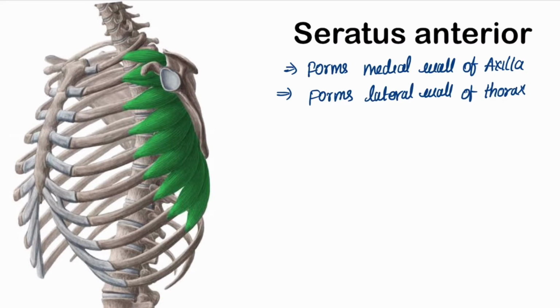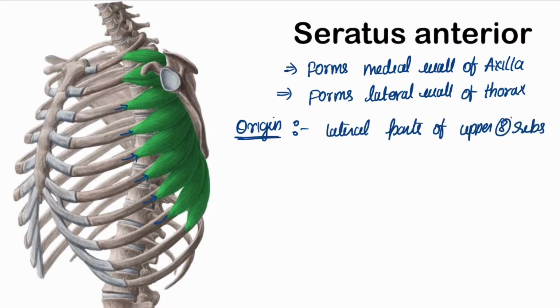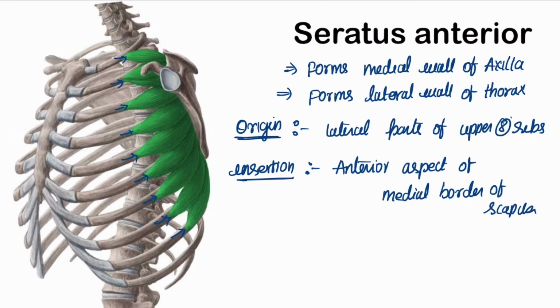Now let us see the origin and insertion. Origin of the serratus anterior. It originates from the lateral parts of the upper 8 ribs. This is where the serratus anterior originates. And now let us see the insertion. It inserts onto the anterior aspect of the medial border of the scapula and also the inferior angle of the scapula. This is the anterior aspect of the scapula and here is the inferior angle of the scapula. And that's all about the origin and insertion.